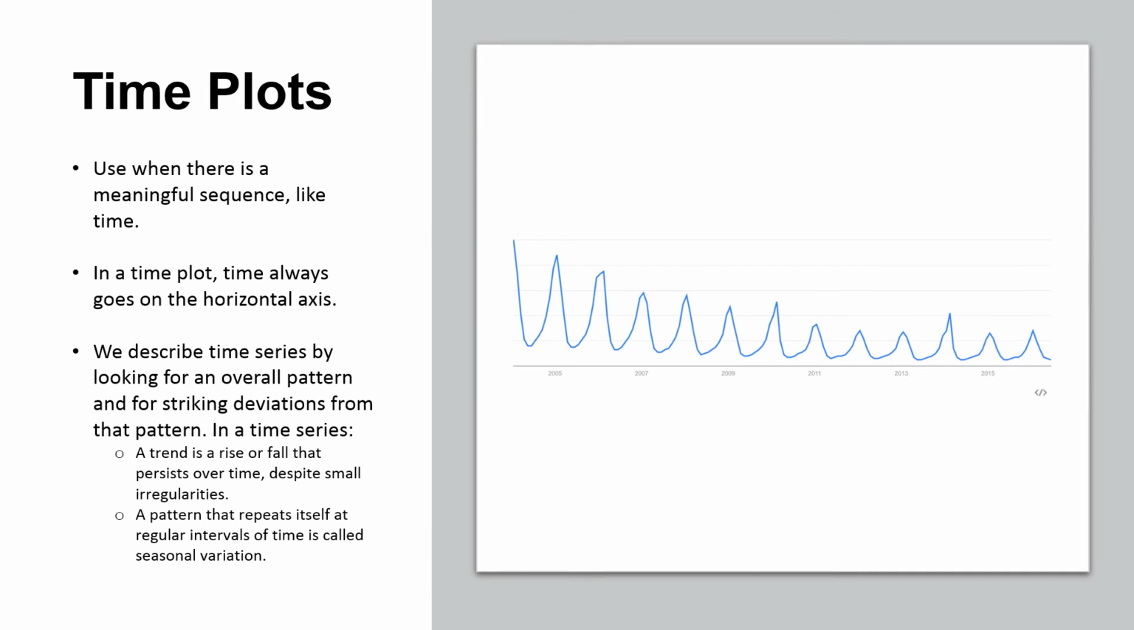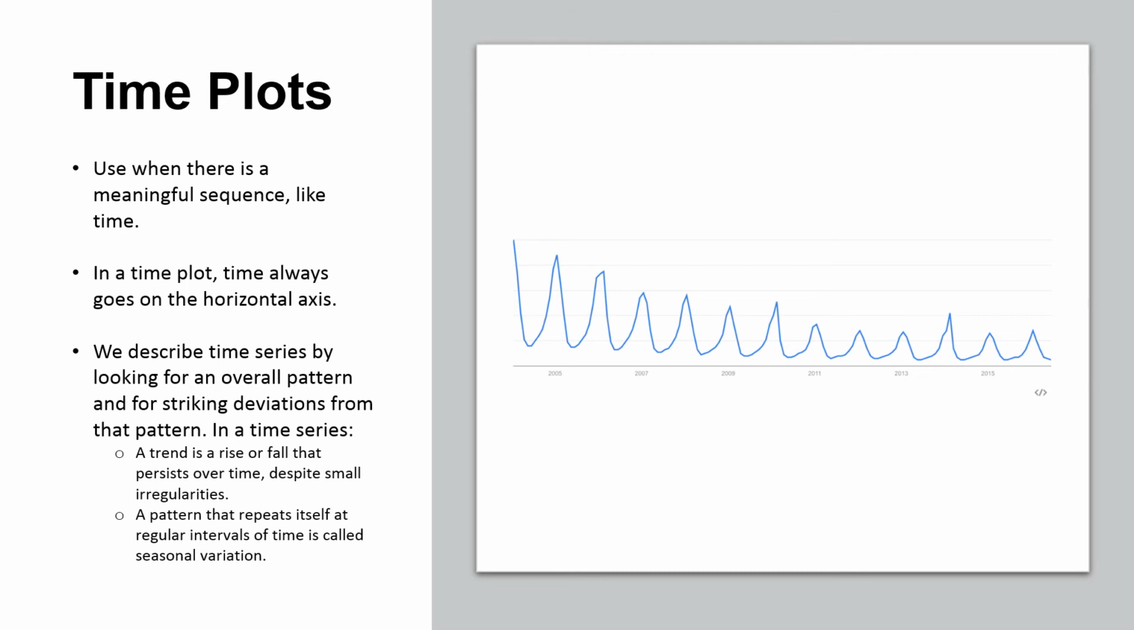A time plot can be used when there is a meaningful sequence such as time. This graph shows a Google trend for the search term "games" since 2004. The graph shows a declining trend from 2004 to 2016. In addition, there is a clear yearly pattern in the data. The number of searches peaks in January and generally bottoms out in the summer.